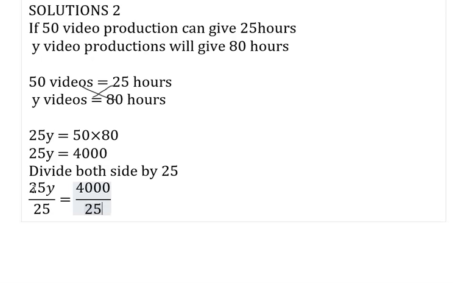Beautiful. So the reason why we are doing this is so that we can make y the subject of the formula. That's the reason why we are dividing both sides by 25, so that this 25 that we have here can cancel out this 25 that we have here. Awesome. So we'll be left with y equals, so if we punch our calculator, 4,000 divided by 25 is going to give us what? 160. That means it's 160 videos that will actually give us the 80 hours that we're looking for.